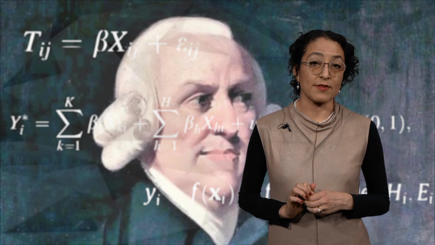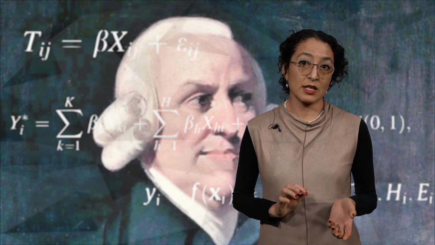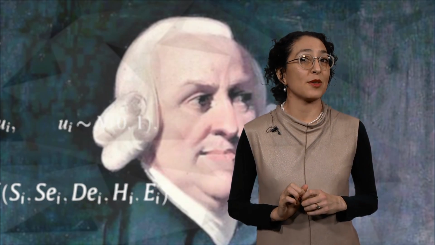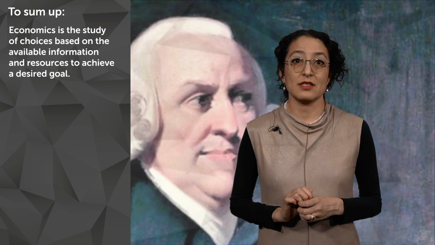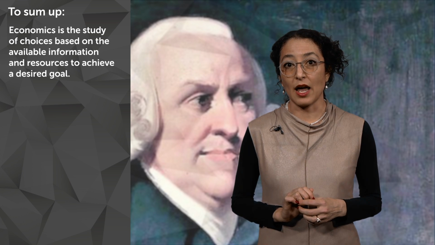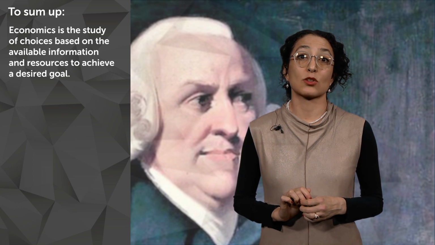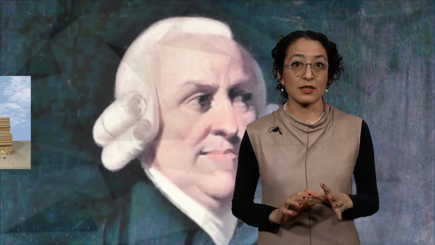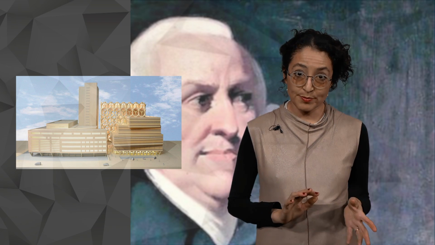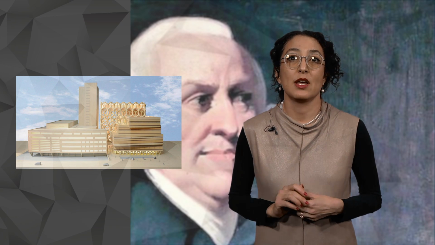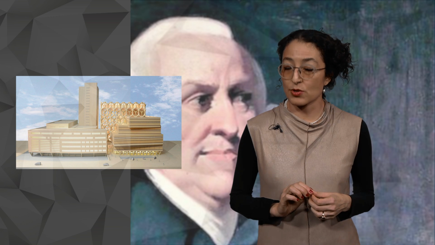Human decisions are driven by scarcity, such as lack of money, lack of time, or lack of information about the beauty held in museums. So economics is the study of choices based on the available information and resources to achieve a desired goal. One thing that economists often look at is the efficiency of firms, or how to achieve the greatest output with the least resources. Economists might argue that varying the quantity or the type of inputs might lead to a greater output by decreasing cost or by automating processes.